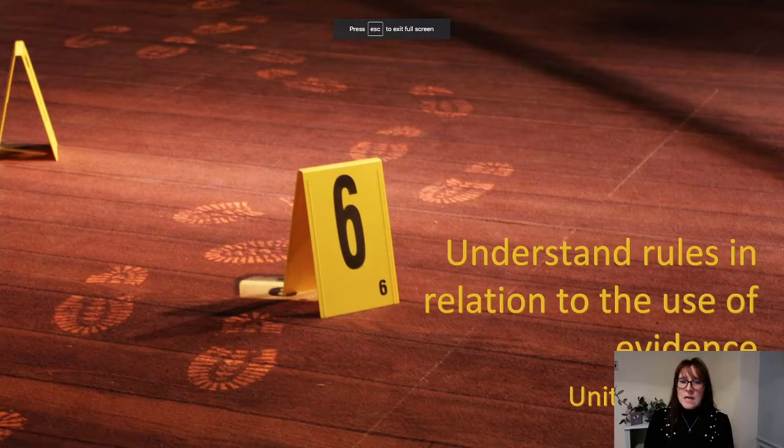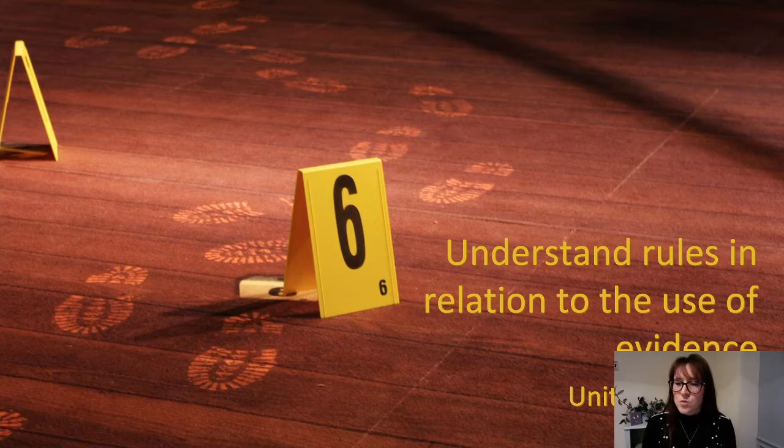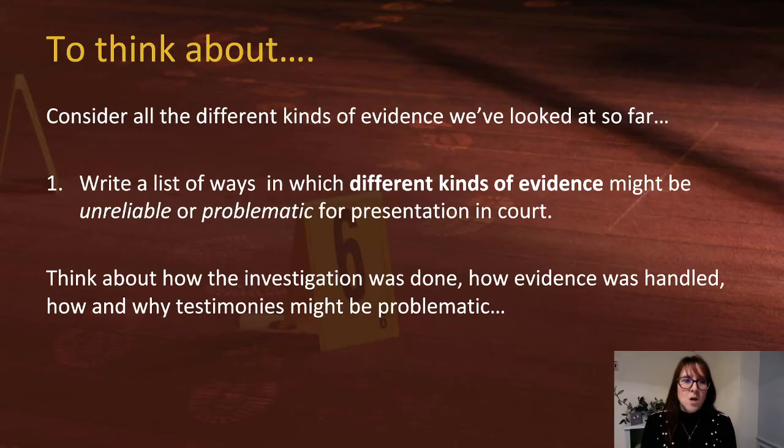Alright, so this topic on 2.3 is understand rules in relation to the use of evidence. First thing I got my students to do was to consider all the evidence in all the cases that we've looked at so far and to write a list of the different kinds of evidence and how they might be unreliable or problematic when presenting them in court.